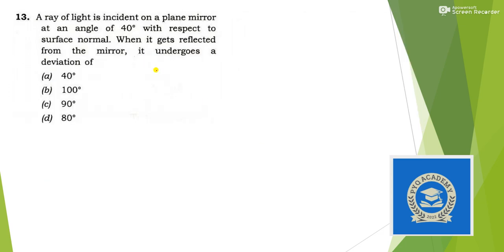A ray of light is incident on a plane mirror at an angle of 40 degrees with respect to surface normal. When it gets deflected from the mirror, it undergoes a deviation. So let's take a mirror. This is a plane surface and this is the normal. Now the incident ray falls at an angle of 40 degrees with the normal.